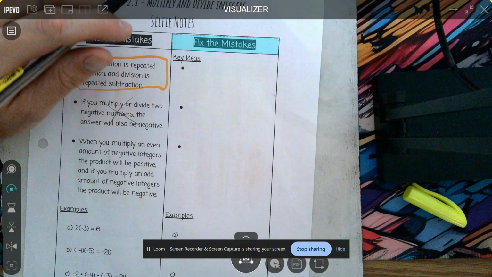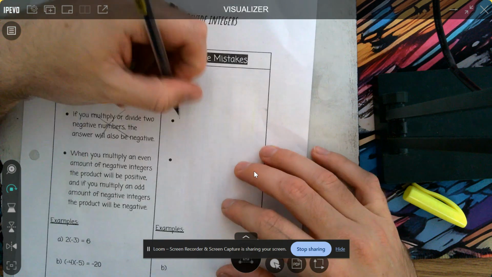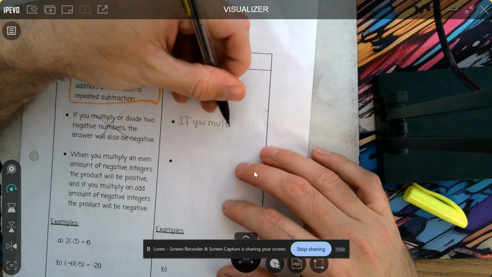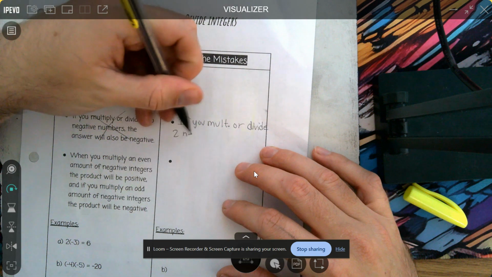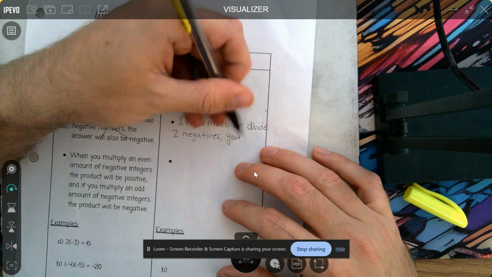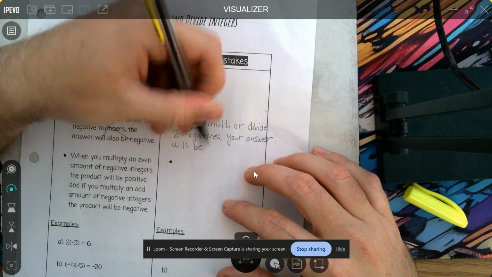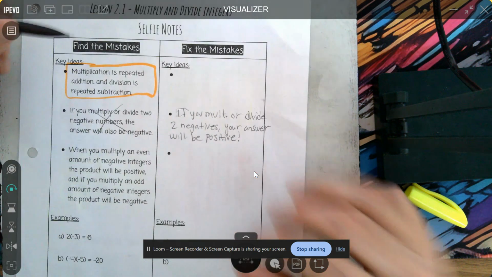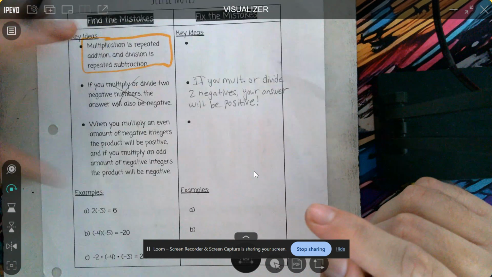So let's fix that. We're going to do it on the second bullet point because it goes with the second bullet point here. If you multiply or divide two negatives, your answer will be positive. That will always be true for multiplication and division. So if you multiply or divide two negatives, your answer will be positive. Awesome. Now let's read the third one just to make sure.